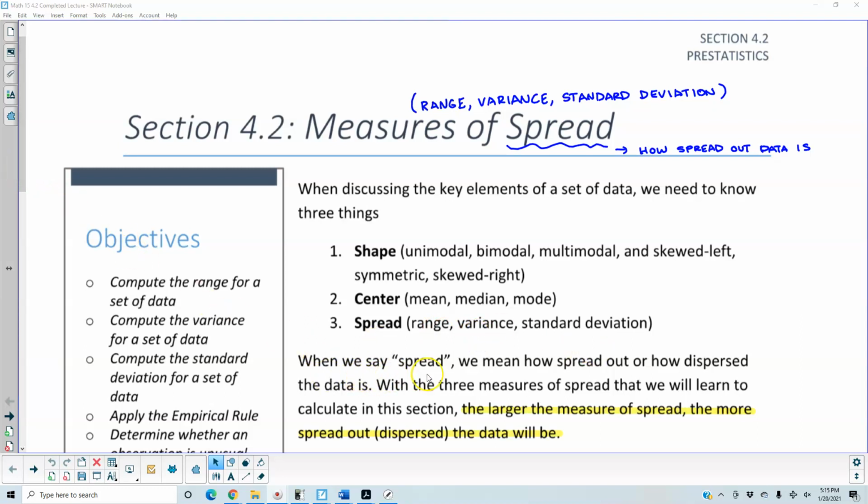When we say spread, we mean how spread out or how dispersed the data is. With the three measures of spread that we will learn to calculate in this section, the larger the measure of spread, the more spread out, dispersed the data will be.